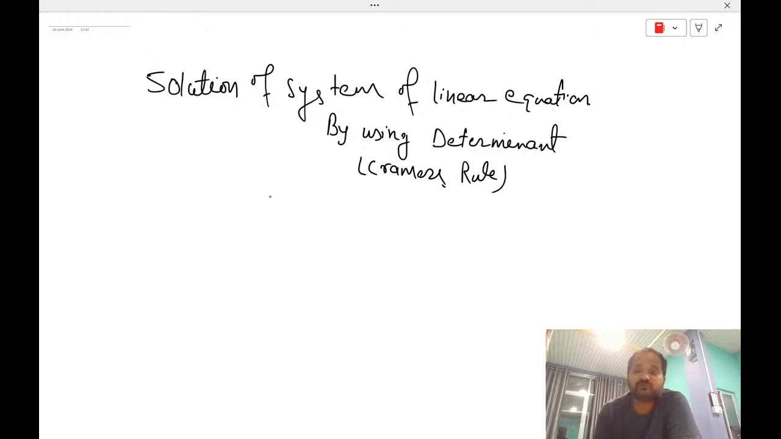So the system of linear equations will be either in two variables or in three variables. The system of equations in two variables we have already studied in class 9th as well as in class 10th. Here we will discuss the system of linear equations in three variables.